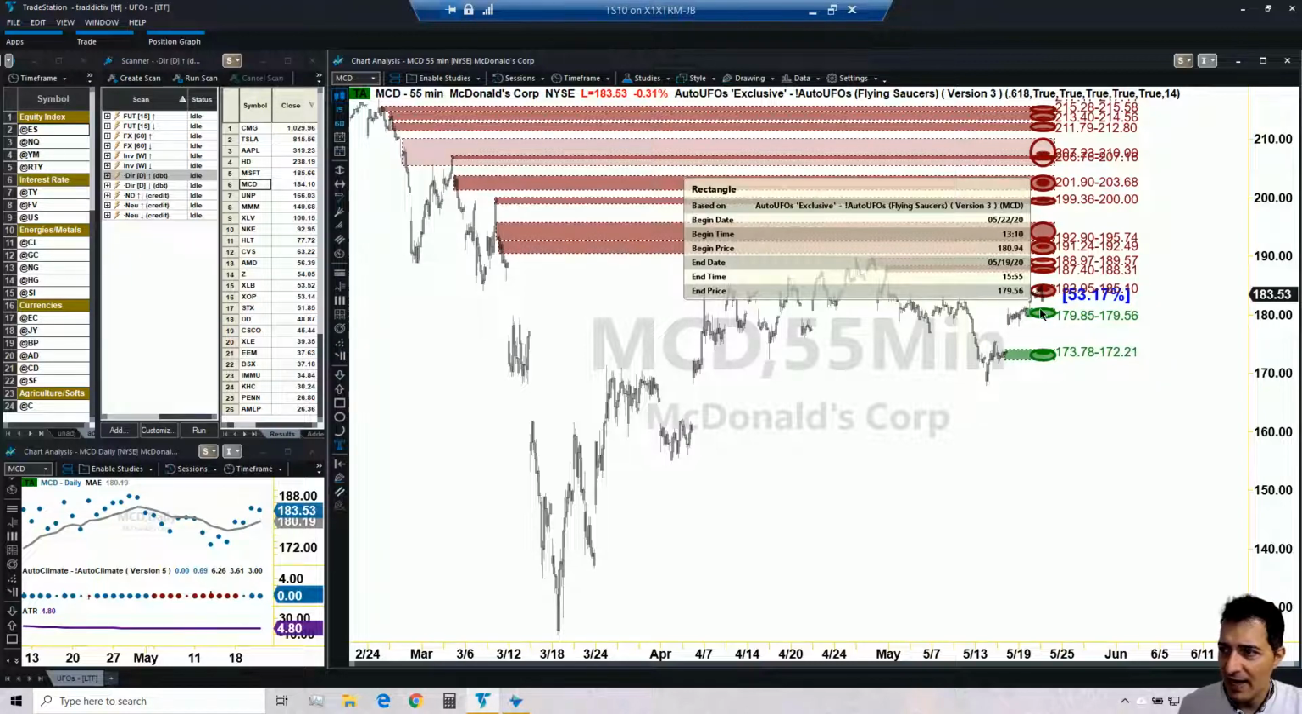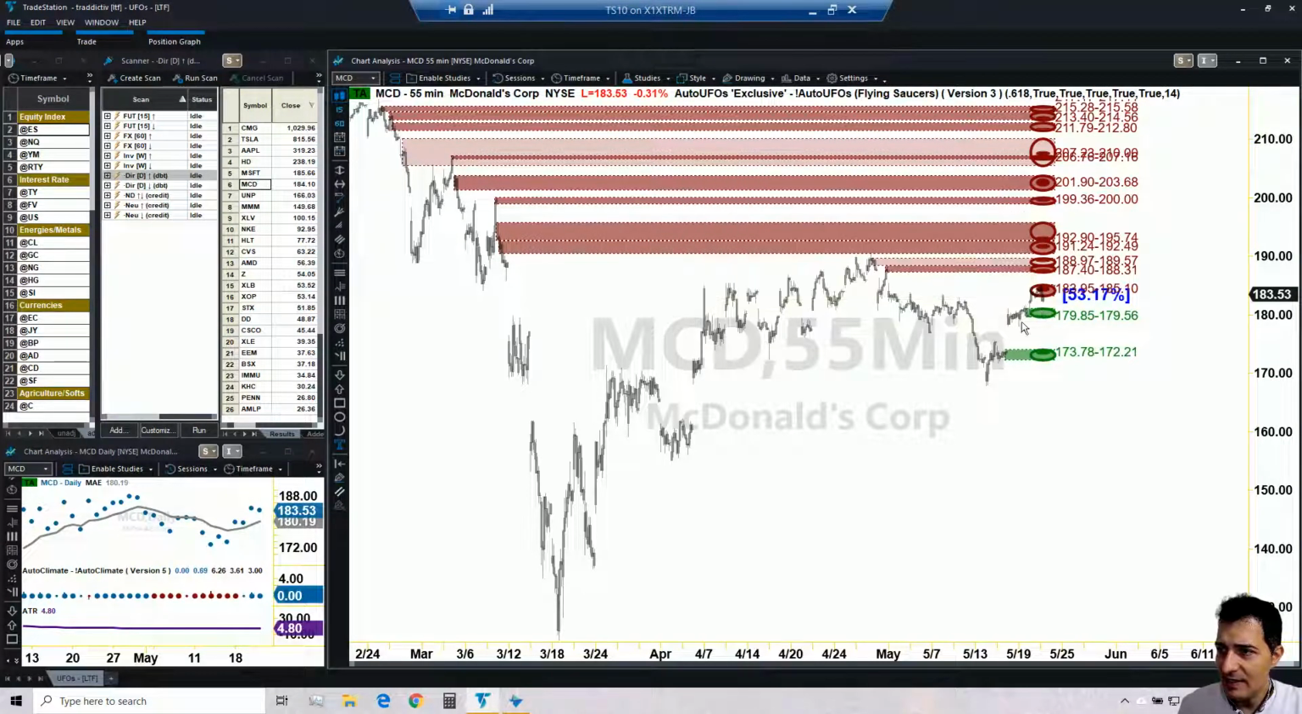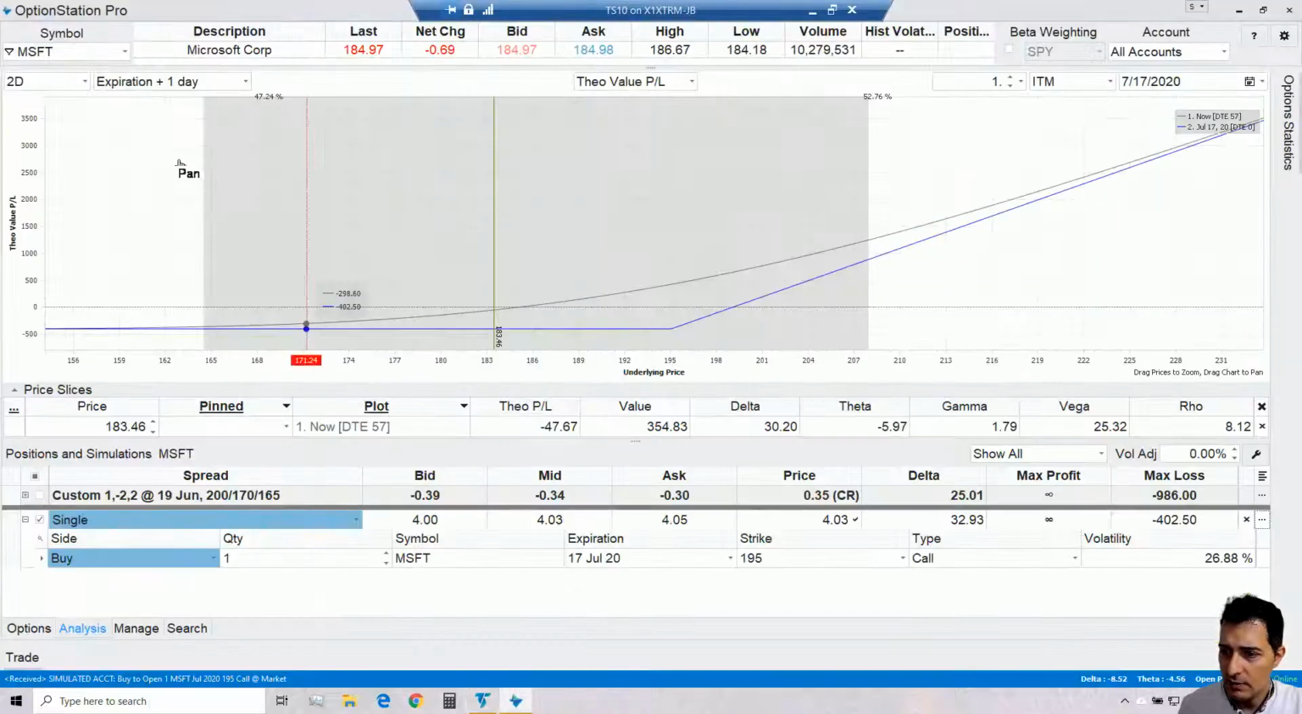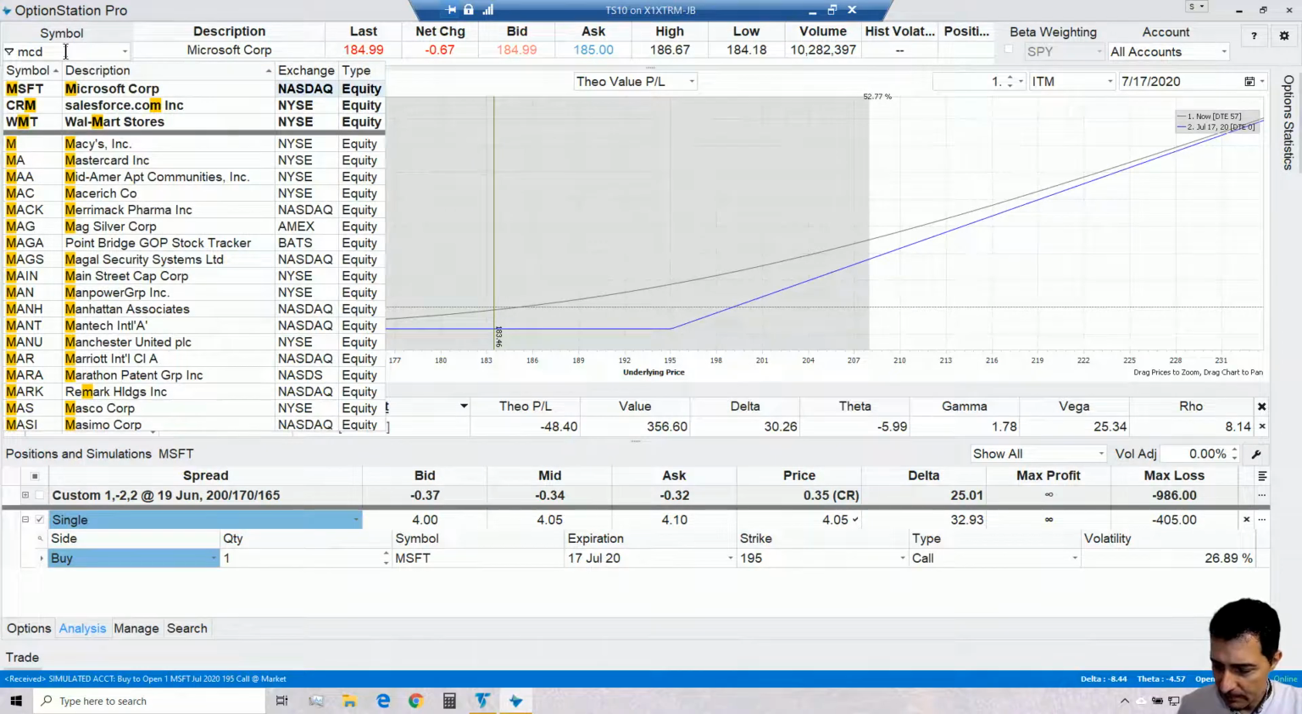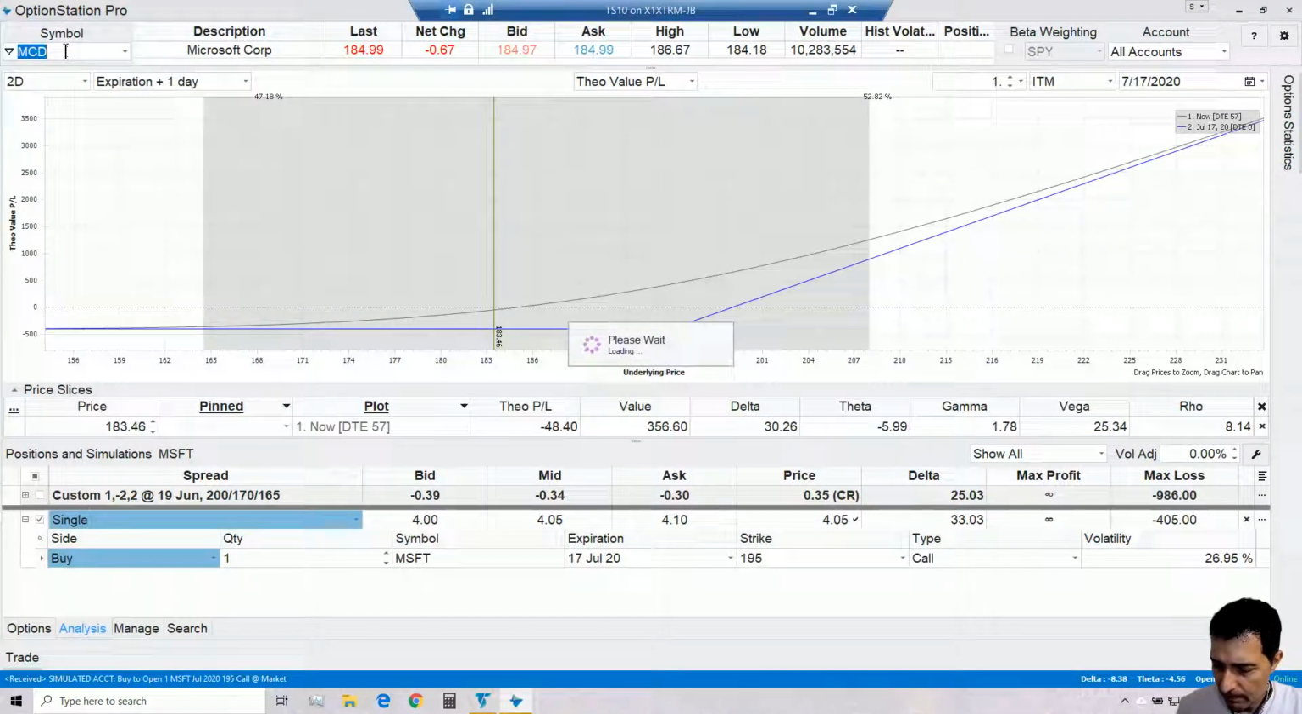So we have 180.94. Okay, so let me load McDonald's. This one is likely going to be a spread mark. So loading McDonald's.